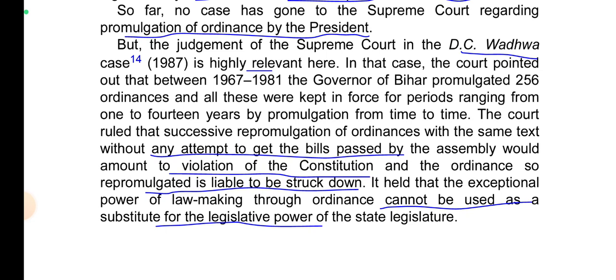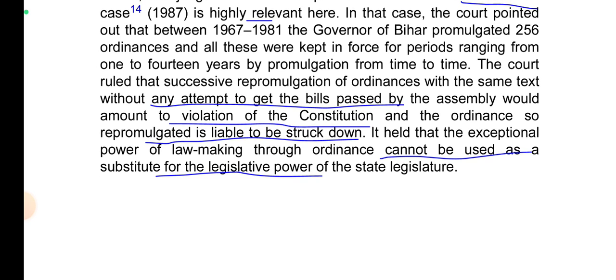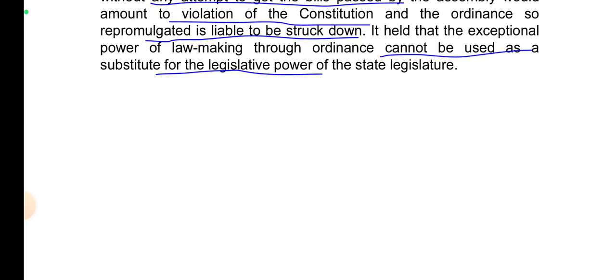But the judgment of the Supreme Court in the D.C. Wadhwa case 1987 is highly relevant here. In that case, the court pointed out that between 1967 and 81, the governor of Bihar promulgated 256 ordinances, and all these were kept in force for periods ranging from 1 to 14 years by promulgation from time to time. The court ruled that successive promulgation of ordinances with the same text without any attempt to get the bills passed by the Assembly would amount to violation of the Constitution, and the ordinance so promulgated is liable to be struck down. It held that the exceptional power of lawmaking through ordinance cannot be used as substitute for the legislative power of the state legislature.